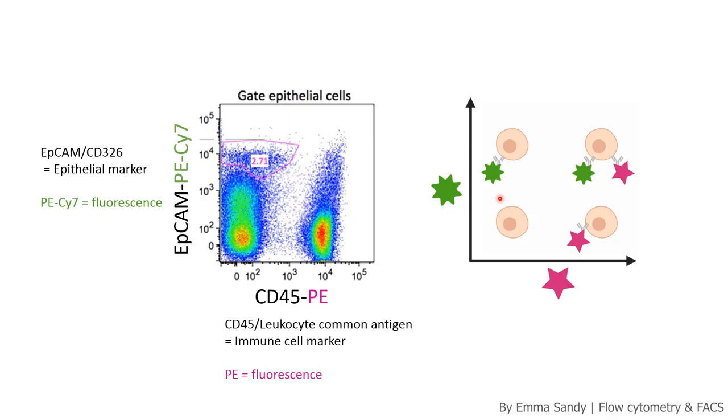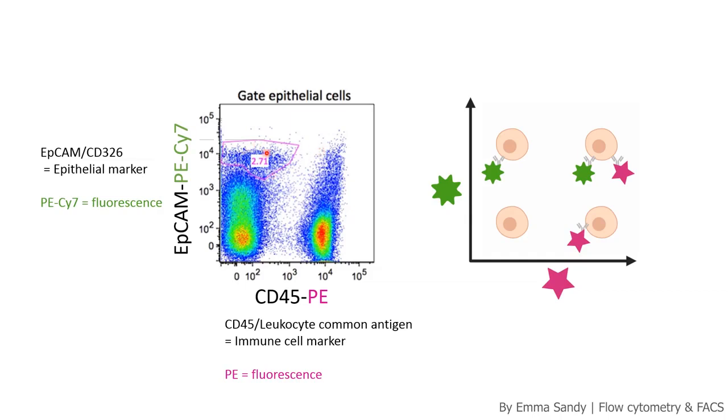So in this example, I'm interested in epithelial cells. I know that epithelial cells have EpCAM on them, so I've bought an antibody for anti-EpCAM with a fluorescence PE-Cy7 attached. And I also know that these epithelial cells do not have CD45, which is a common leukocyte antigen, so we know that they're not immune cells, they're epithelial cells. So I'm able to pick these out from the population as having EpCAM on them, but not having CD45 on them.